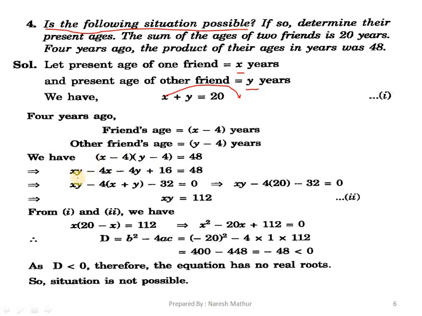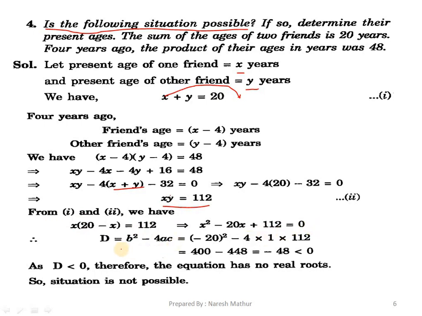Just solve x minus 4 multiplied by y minus 4. So we get xy minus 4 times 20 minus 32 equals 0. As we have the value of x plus y already, just put the value of x plus y here. So we get at the last xy equals 112. Just substitute the value of y equals 20 minus x. So x into 20 minus x equals 112. x square minus 20x plus 112 equals 0.